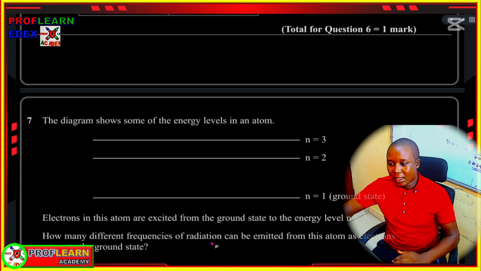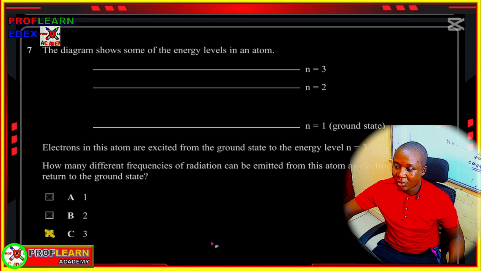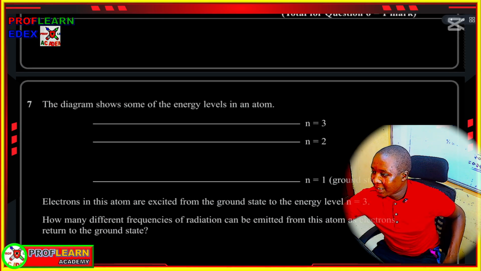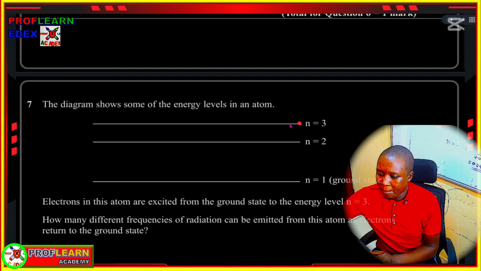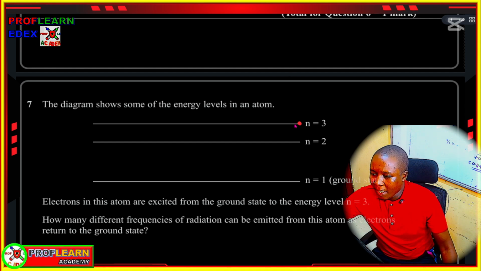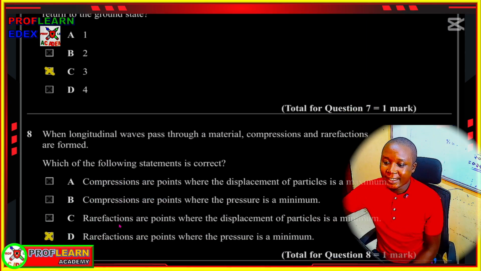The diagram shows some energy levels in an atom, and we are told the electron in the atom is excited from the ground state to the energy level 3. How many different frequencies of radiation can be emitted from this atom as it returns to the ground state? Remember, once it's excited and it is at this level, the moment it goes back, it will first emit the frequency for 3, and then it will emit the frequency for 2, and then emit the frequency for N1. So the correct answer there is going to be C, which is 3.